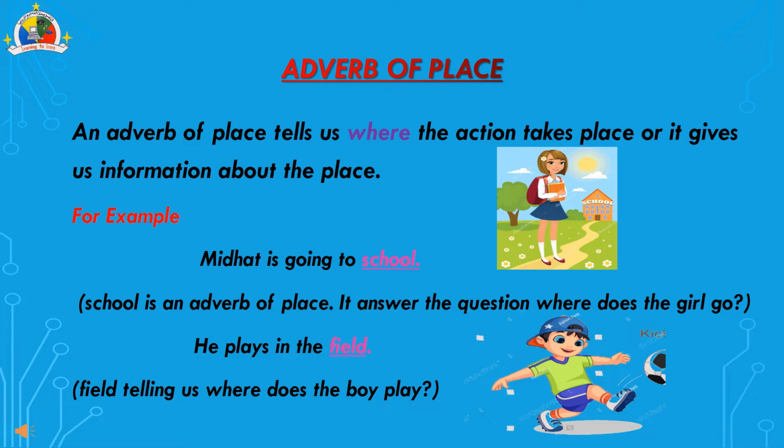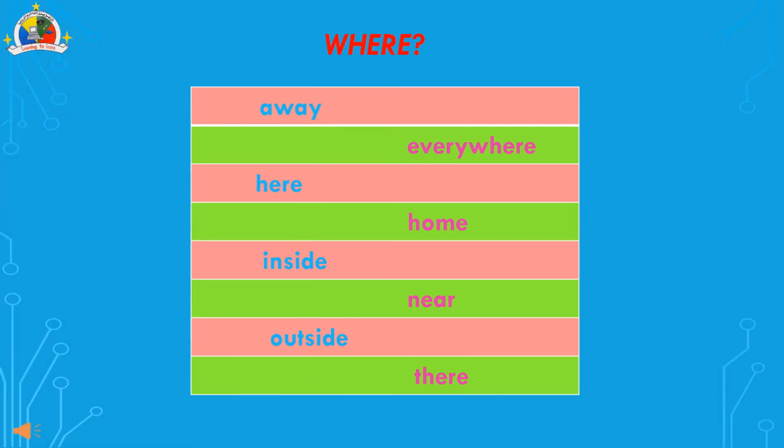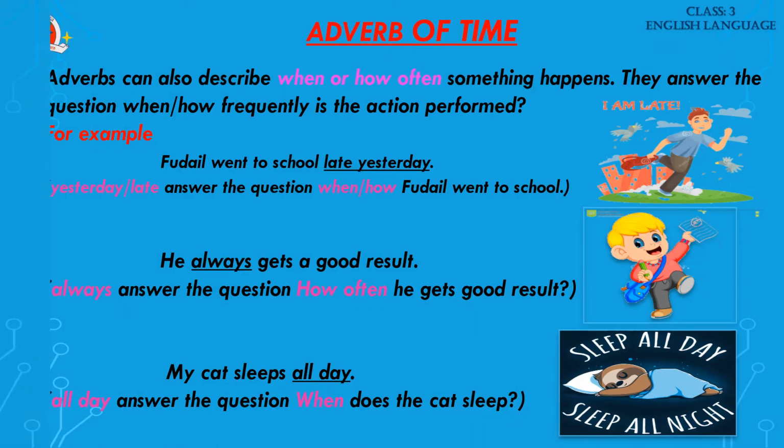He plays in the field. Field is a place. It tells us where does the boy play. Some common example of adverb of place are away, everywhere, here, home, inside, near, outside, there.